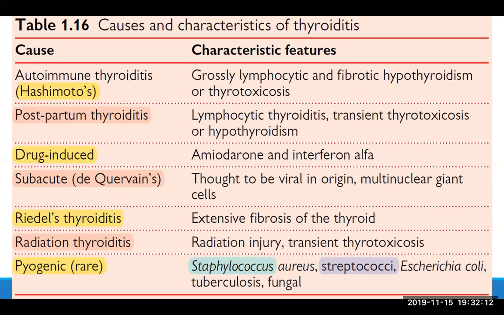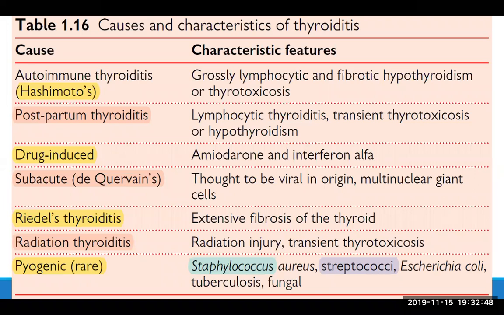Riedel thyroiditis is very rare. It is extensive fibrosis, and the thyroid gland is hard. If you palpate the thyroid gland, it feels woody or very hard. Radiation thyroiditis is a radiation injury: transient thyrotoxicosis, and then thyroiditis. For some of our patients who receive radioactive iodine, one of the side effects is radiation thyroiditis, just pain and inflammation of the thyroid gland.